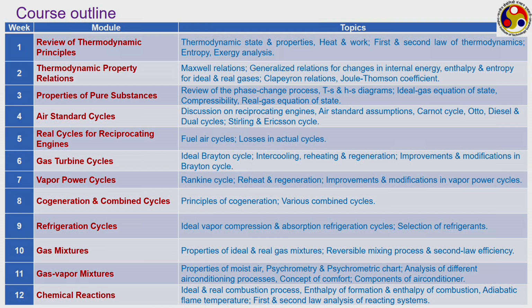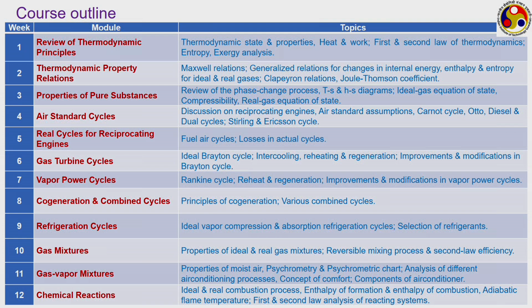Then in week number 9, we shall be talking about the refrigeration cycles, where ideal vapor compression and absorption refrigeration cycles will be coming. We shall be talking about different kinds of refrigerants. Then the gas mixtures: properties of ideal and real gas mixtures, reversible mixing process and second law efficiency. Finally, the gas vapor mixtures, which is associated with air conditioning.